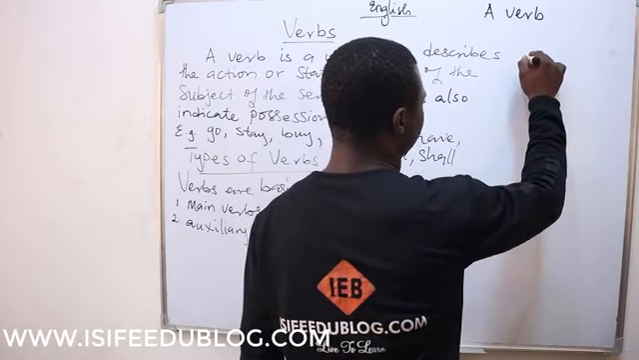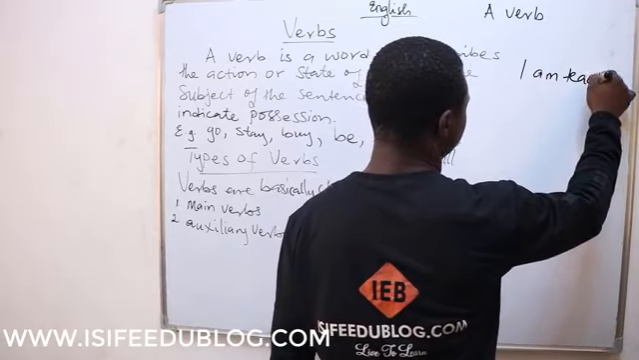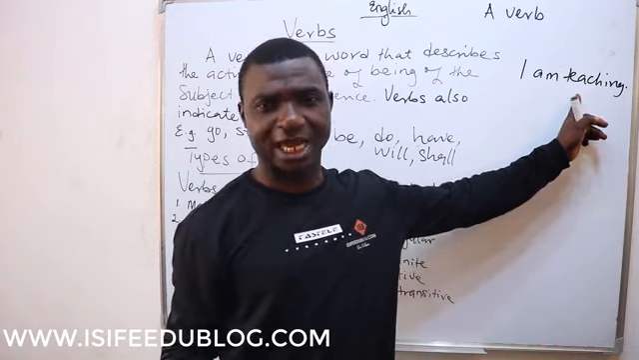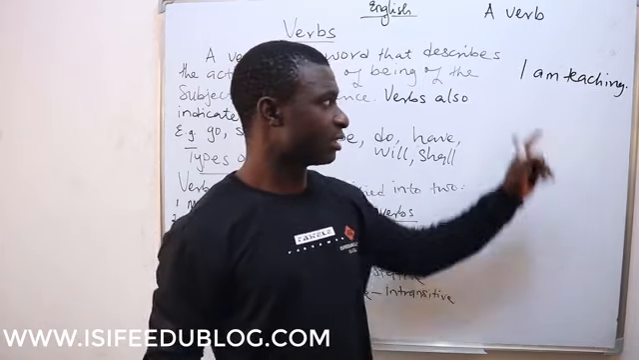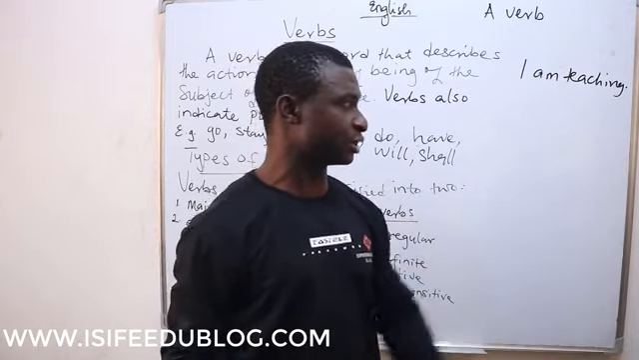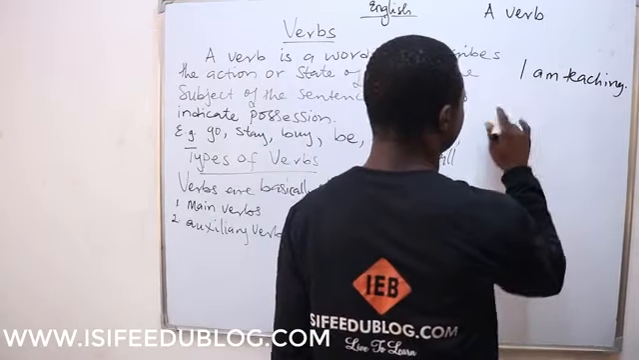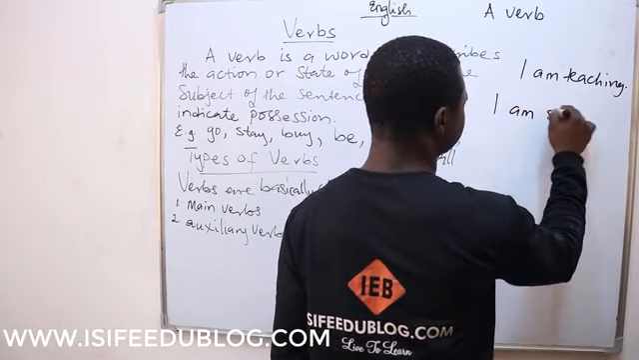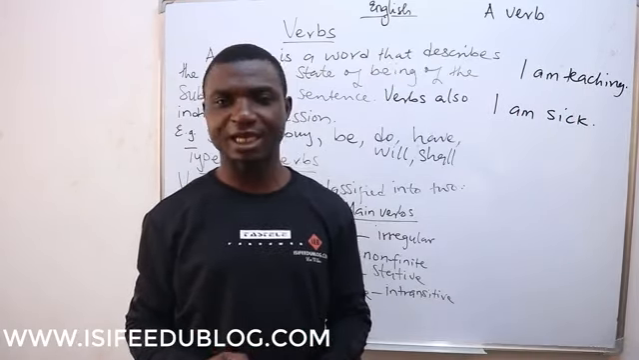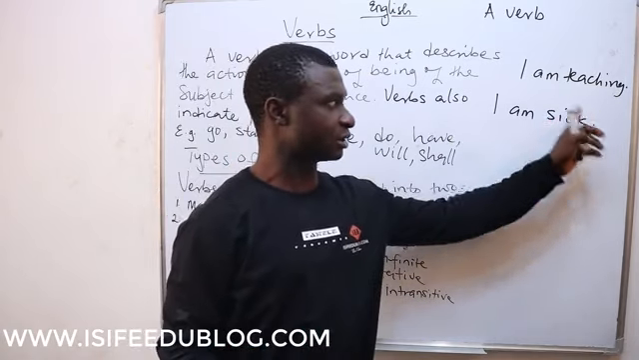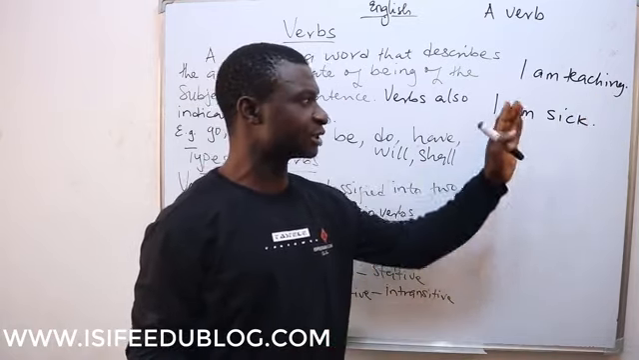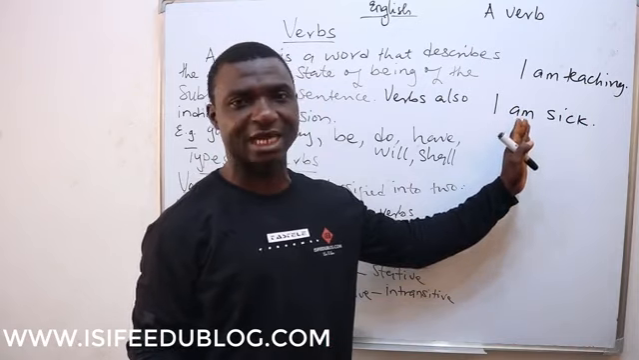Now, I am teaching. So I'm doing something. Teaching here represents an action or describes an action. Am helps us to put it in the right tense. So I am teaching. But if I say I am sick, have I performed any action? The answer is no. In I am teaching, am helps teaching to be in the progressive form or in the continuous form. But in I am sick, the only verb of the sentence is am.